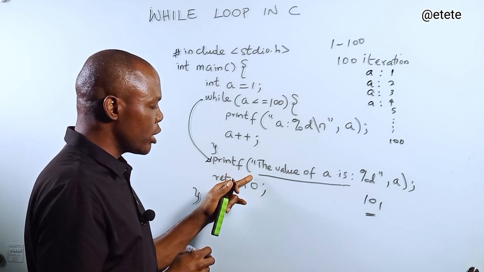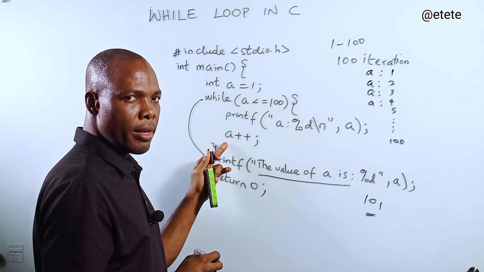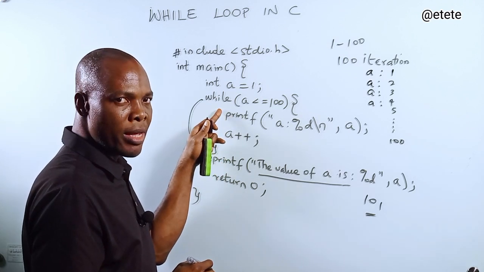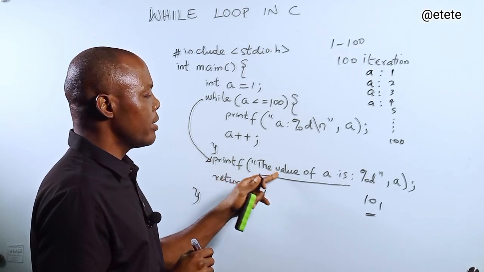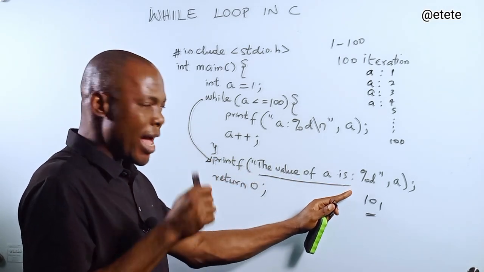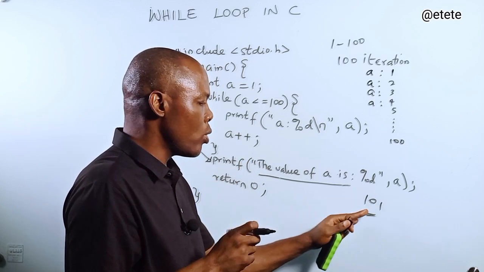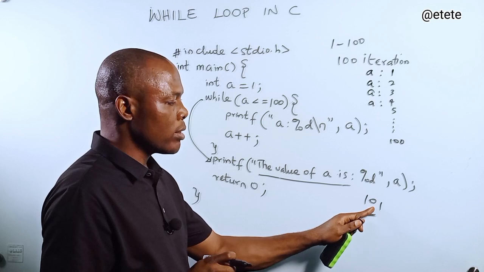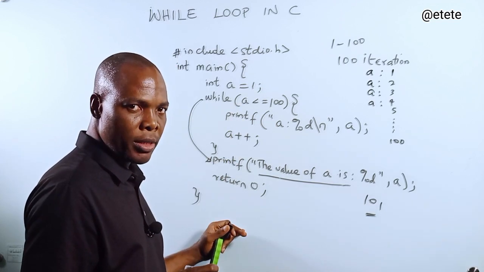This statement is outside of this while block of code. So the moment this while condition becomes false, it will come here and print out the value of A is. At that point, the address of A is holding the value 101, which is what we saw here. So it is going to print out 101 on the screen. That is what this program is.